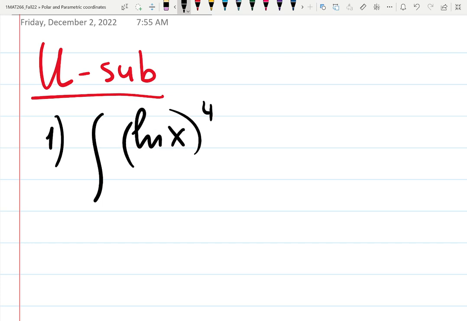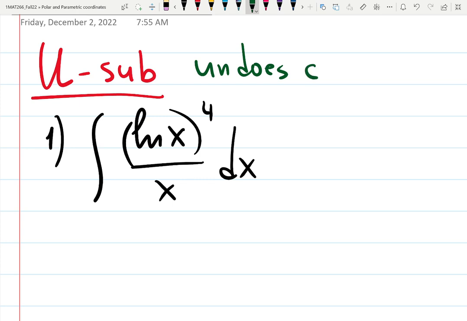So if you have the integral of (ln x)^4 over x dx, and you feel stuck and don't know what to do, you should always remember u-substitution is undoing the chain rule. And chain rule means there is a function that was differentiated from inside of another function. So using u-sub is convenient if one piece looks like the derivative of another piece.